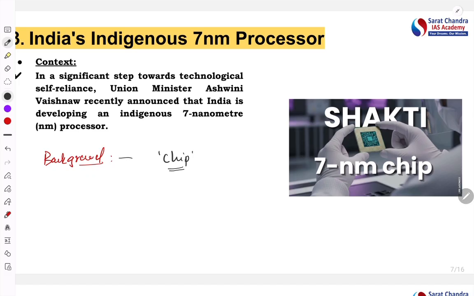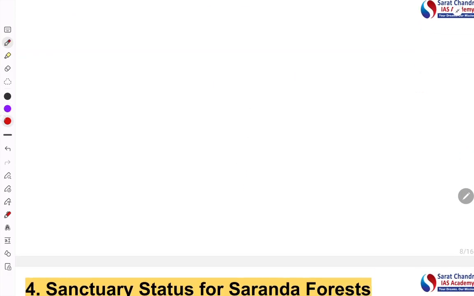What is significant that has happened recently is that the Union Minister of Information Technology, Ashwini Vaishnav sir, has announced that India is developing its own indigenous 7 nanometer processor. So many concepts are involved here. Let's cover that. First thing is, what is this 7 nanometer processor, and what is the related news about this?